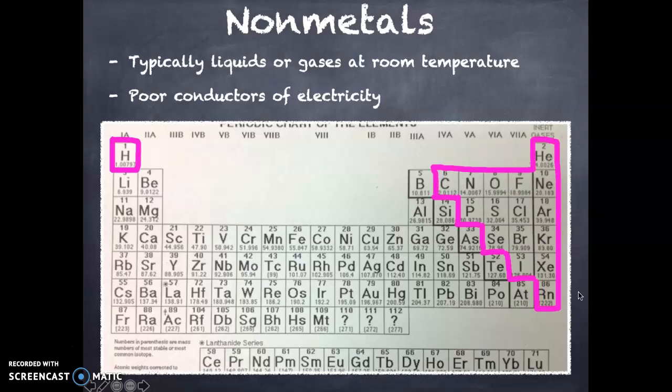And they're also really poor conductors of electricity. Again, carbon being an exception to that rule. There is, however, one right over here on the left-hand side. Hydrogen is also a nonmetal.